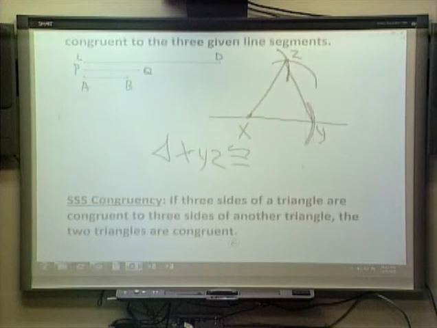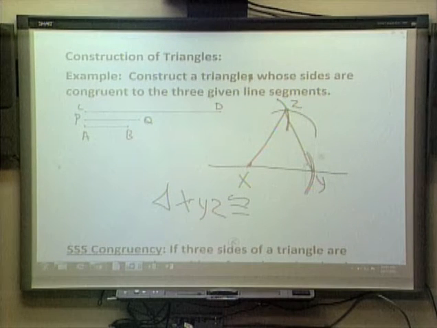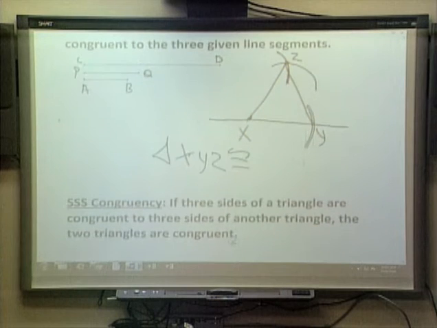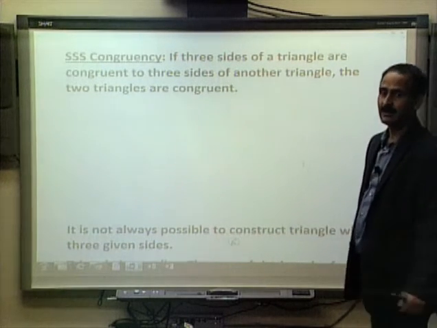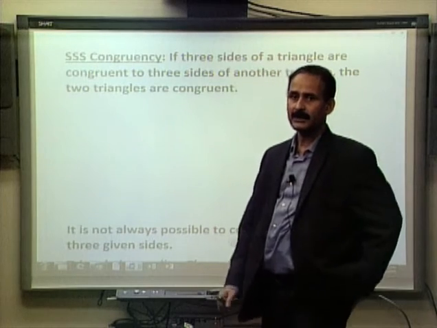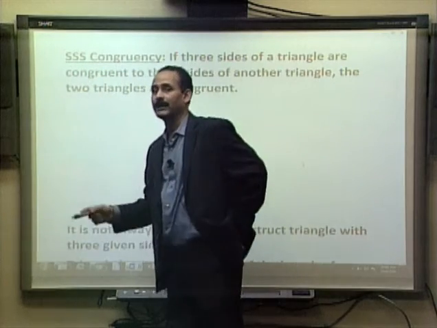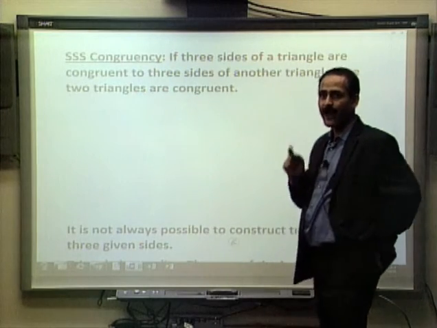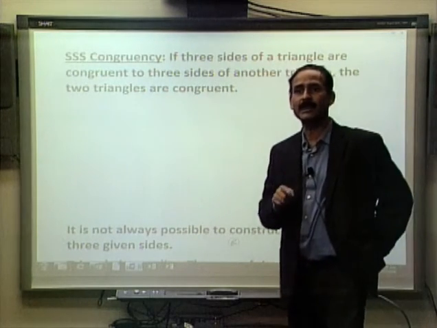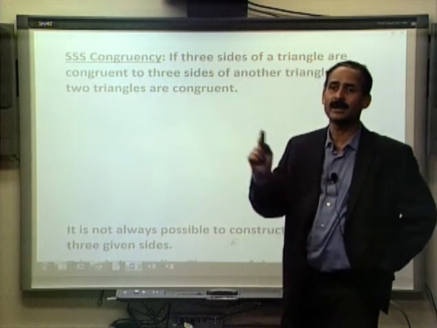Well, this construction of a triangle with three given sides is based on a very famous fact about triangles, and that fact is called SSS congruency. S stands for side. So, this fact is called side-side-side congruency, and this fact says if three sides of a triangle are congruent to three sides of another triangle, then the two triangles are congruent.